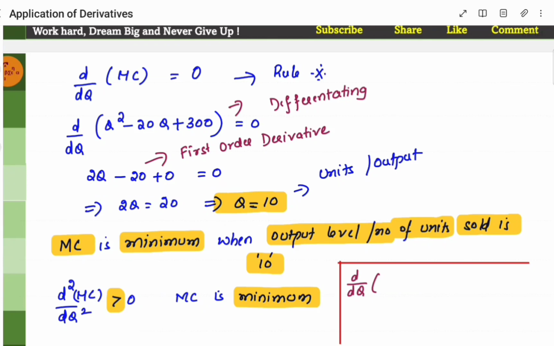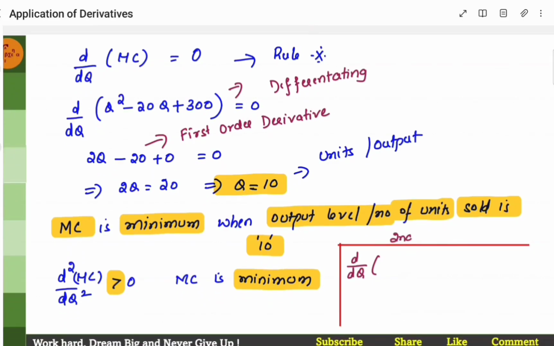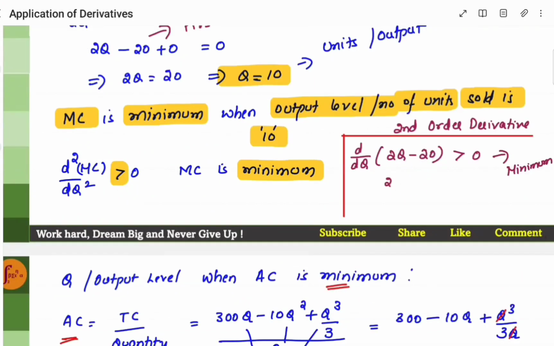2q minus 20 is equal to 0. Now we'll have to find the second order derivative, or double differentiation. Now we'll differentiate again. Differentiate what? 2q minus 20. And we'll check if it is greater than 0. If it is greater than 0, then it's proven that it is minimum. Right? Derivative of 2q is 2. Derivative of 20 is 0. 2 is greater than 0. It is satisfied. This is true. Therefore, it's proven that marginal cost is minimum.